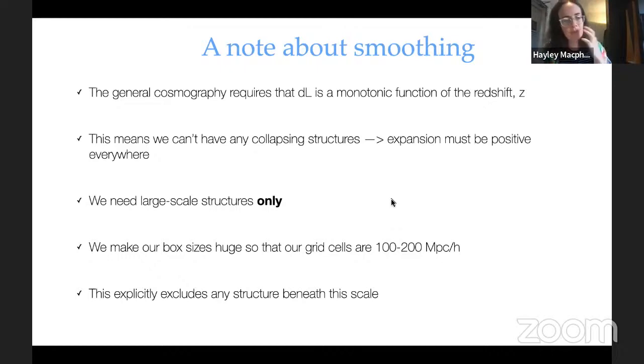To get around that, we decided to make our box sizes really, really big so that our individual grid cells were 100 and 200 megaparsec in 2 separate simulations. This is to be able to explicitly exclude any structure beneath this scale. So we can really safely say that there are no collapsing structures beneath that scale in our simulation.